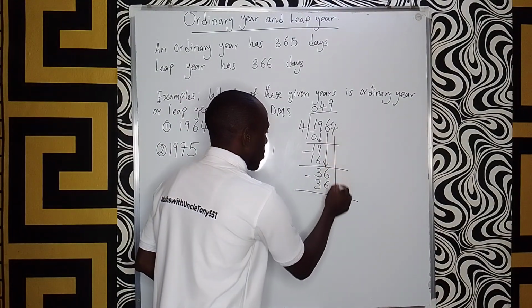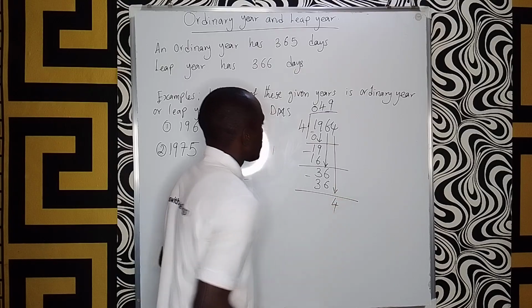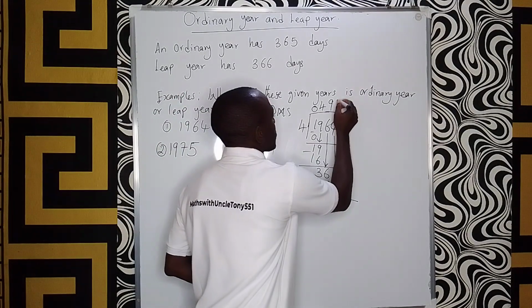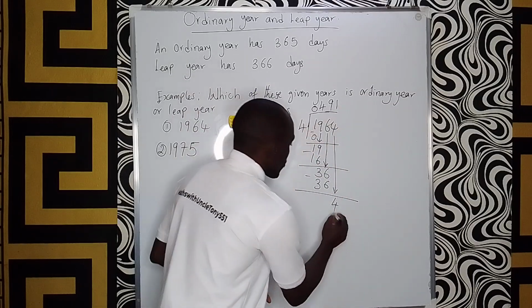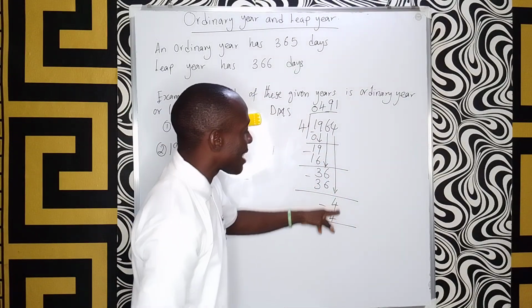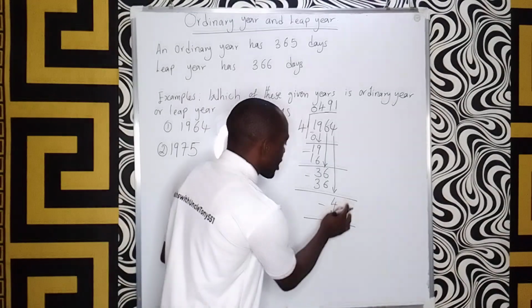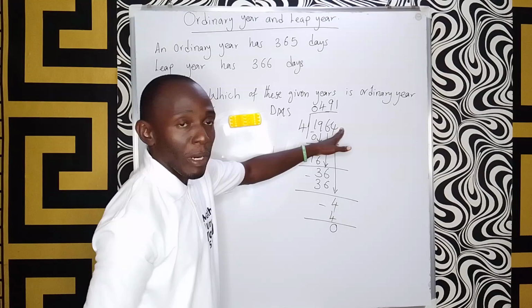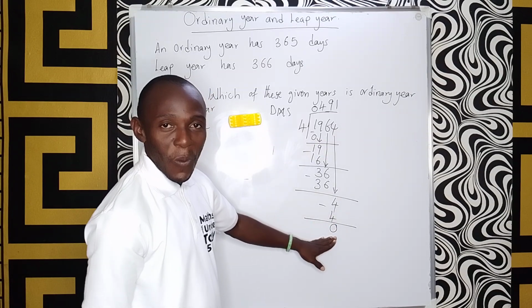We bring down the next number, which is 4. 4 divided by this 4 is 1. 1 times 4 is 4. This is the last number I'm dividing, and this is the last number I'm subtracting. 4 take away 4 gives us 0. So I've exhausted the number, and my remainder is 0.